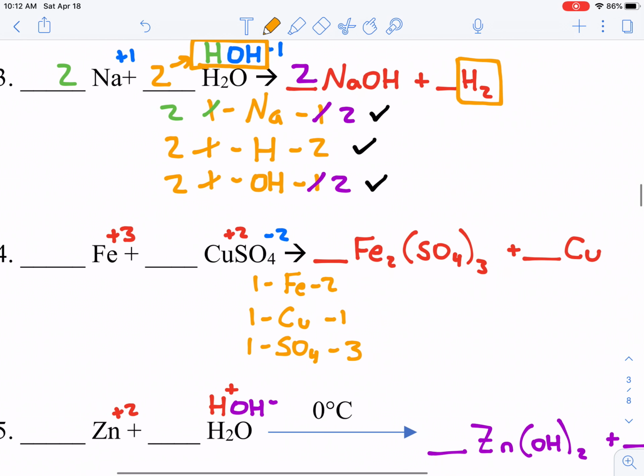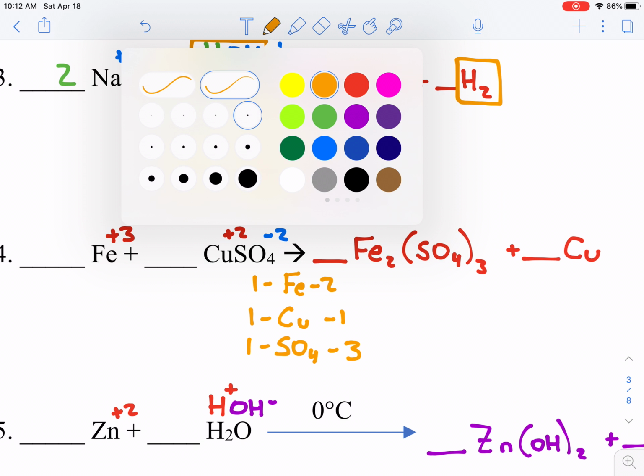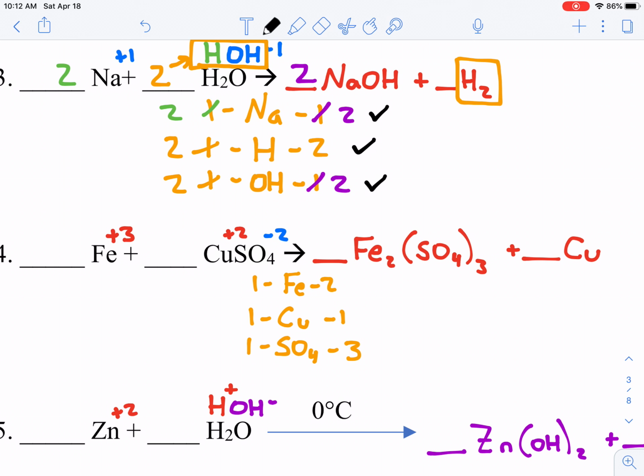So as a reminder, notice that Fe has a discrepancy here. We have 2 on the left, 1 on the right, but we want to save Fe for last. Why is that? Because Fe is by itself. So anything by itself, let's save that for last. And so really the thing that we want to change first is SO4, right? SO4 is in a compound on both sides. So if it's in a compound on both sides, let's do that first.